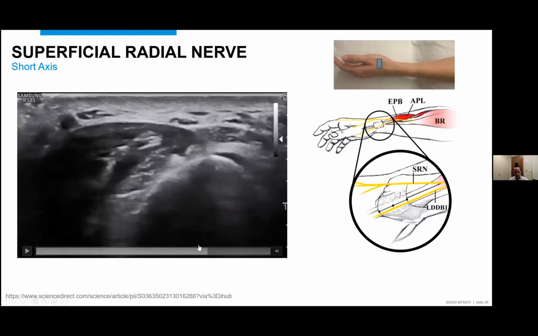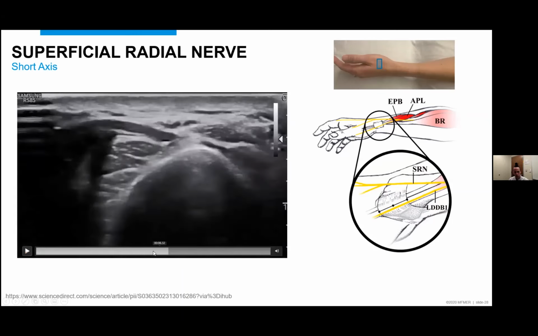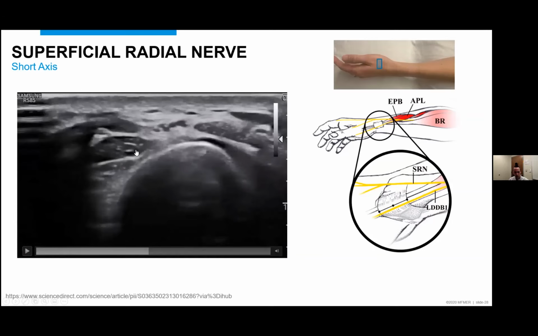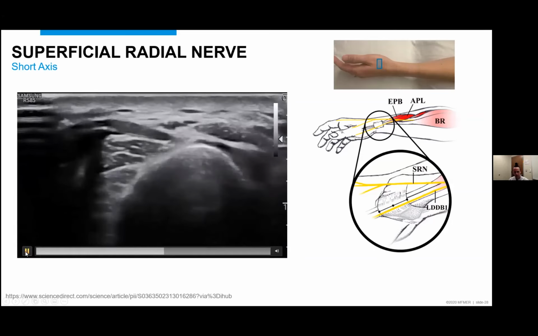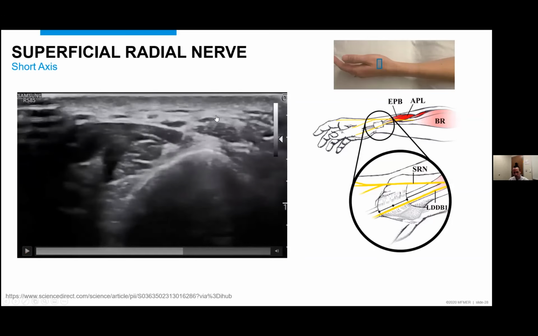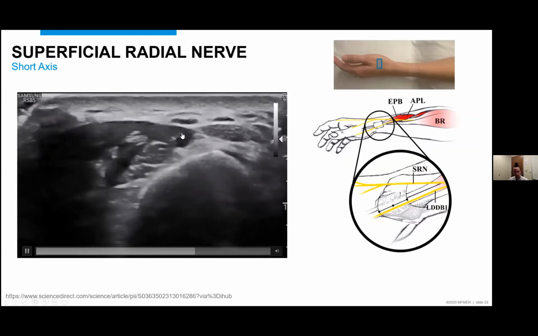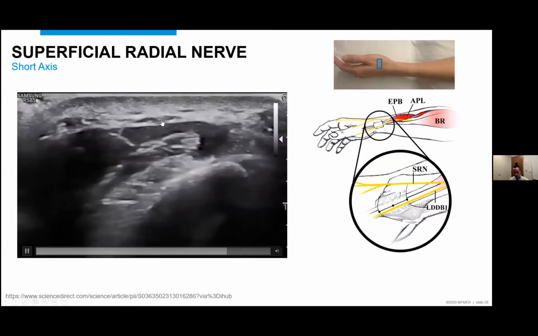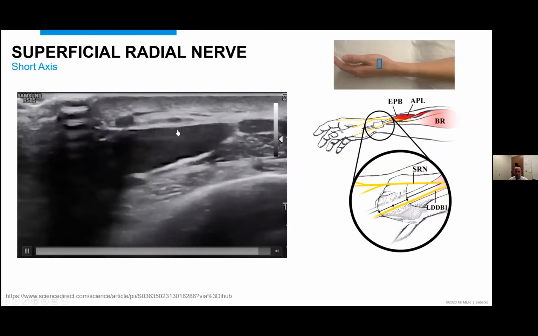So I think things that are important to note here would be right when you're starting to see that first compartment crossing over, if we watch the superficial radial nerve, it starts to divide into those two branches. This would be our lateral dorsal digital branch. This is the anterior or the superficial radial nerve, kind of just continuing on its regular course up here. So for this video, we follow that anterior branch as it courses.